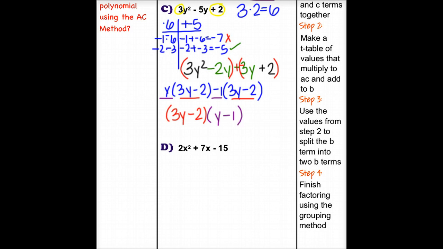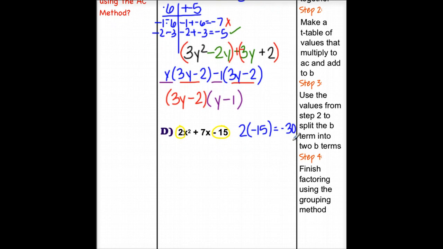Let's try the second example, 2x squared plus 7x minus 15. 2 is our A value, negative 15 is our C value. And when I multiply those together, 2 times negative 15, that gives me negative 30. So my t-table wants me to multiply to negative 30 and to add to 7.